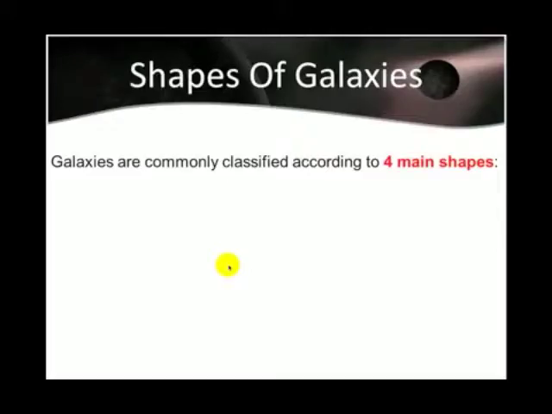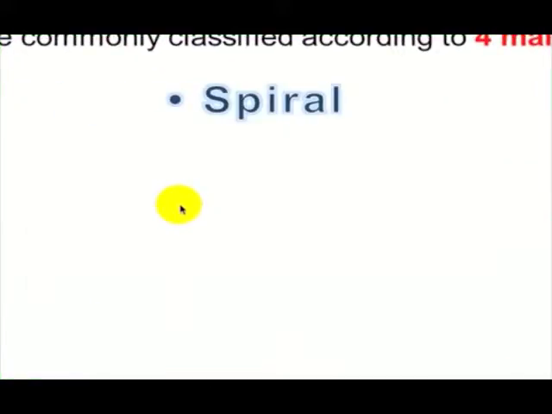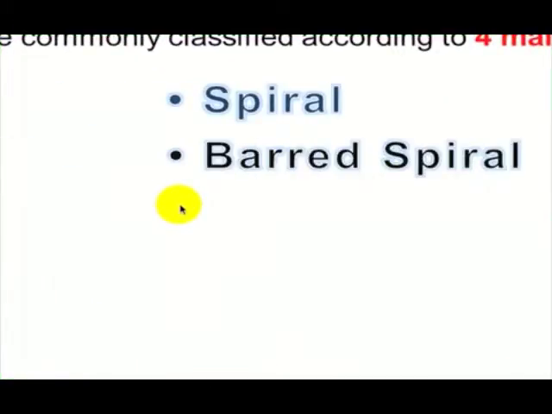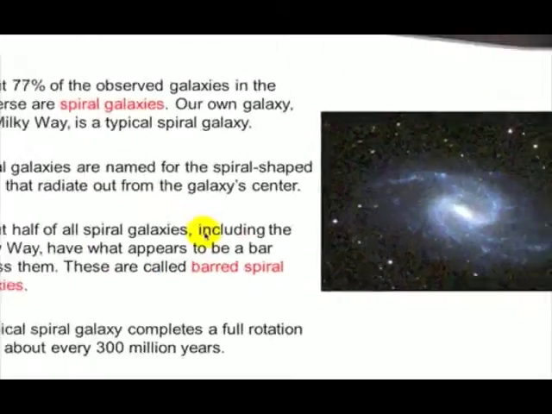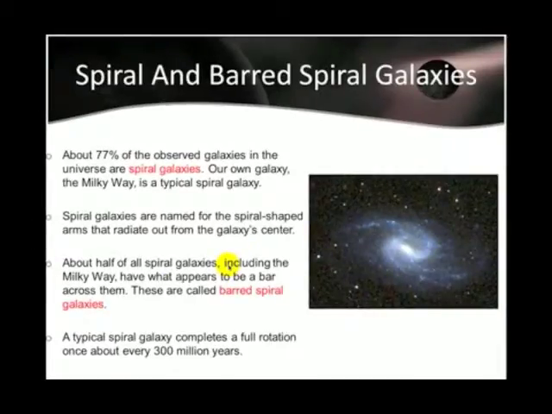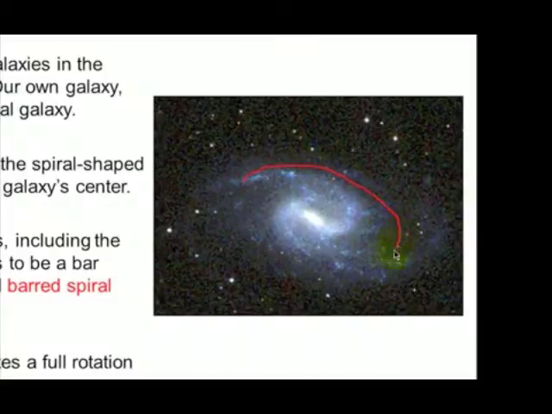Shapes of galaxies. Galaxies are commonly classified according to four main shapes: spiral, barred spiral, elliptical, and irregular. Spiral and barred spiral galaxies. About 77% of the observed galaxies in the universe are spiral galaxies. Our own galaxy, the Milky Way, is a typical spiral galaxy. Spiral galaxies are named for the spiral-shaped arms that radiate out from the galaxy center.